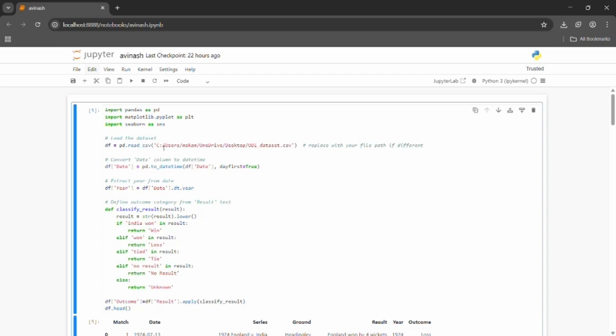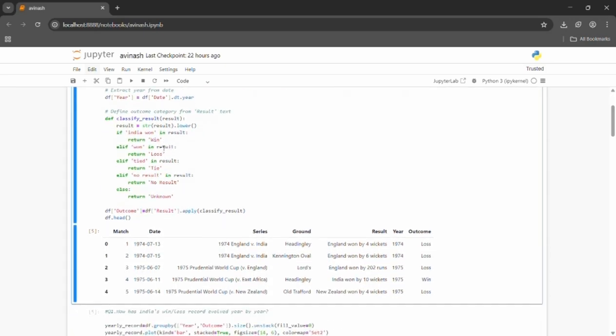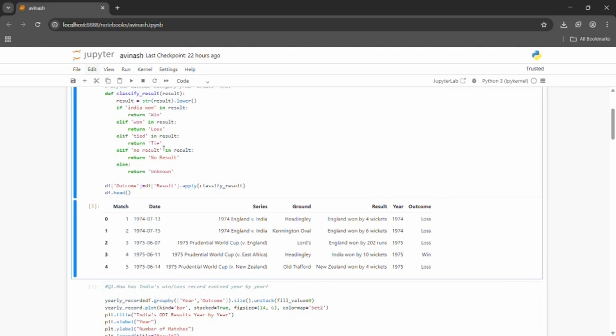Along the way, I'll explain the logic behind each step, the purpose of the code we write, and how the visual outputs can help us better understand India's ODI journey. Let's begin with the dataset. Each row corresponds to a single ODI match involving India. We have data spanning nearly 5 decades.